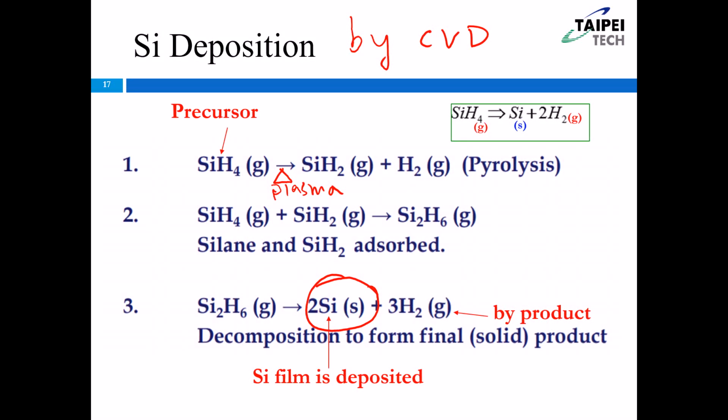And this slide is just for your reference. Okay, so today we use the silane SiH4 to become the precursor, the reactant. And finally, we want to deposit the silicon. So silicon is the solid phase, and you see the precursor is the gas phase. And the H2 is the byproduct we want to pump away. So H2 is also the gas phase, okay?